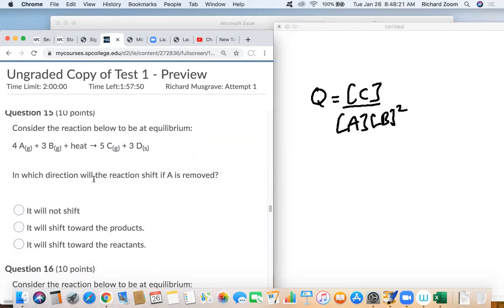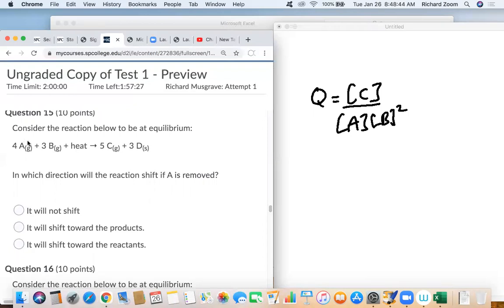In which direction will the reaction shift if A is removed? So if A is removed, then the reaction will shift towards the reactant side. And it will do that because the A is being taken away, so the reaction wants to form more A to replace the A that you removed. Does anybody have any questions about number 15?